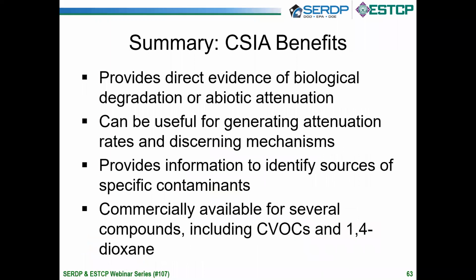So I'm just going to wrap up. In terms of CSIA, this is a great way to provide direct evidence of biodegradation or abiotic degradation of many contaminants. It can be useful for generating rates apart from concentration and discerning mechanisms, particularly with dual or triple isotope analysis. In some cases you can discern degradative mechanisms, potentially even in situ. There are cases where this can provide good evidence of contaminant source identification, and it is commercially available for a number of compounds, including CVOCs and 1,4-dioxane.